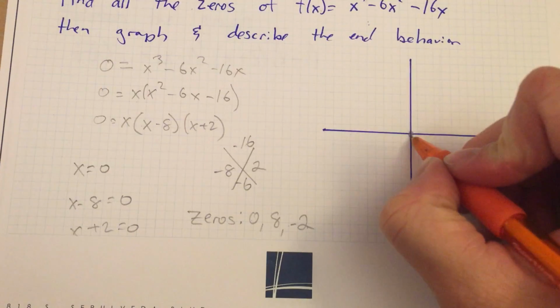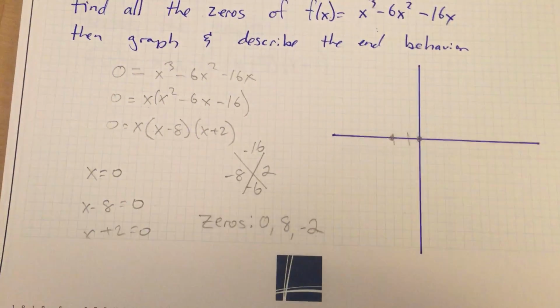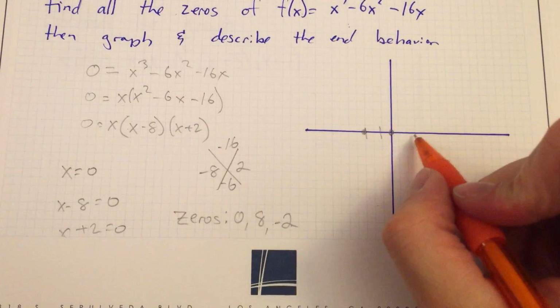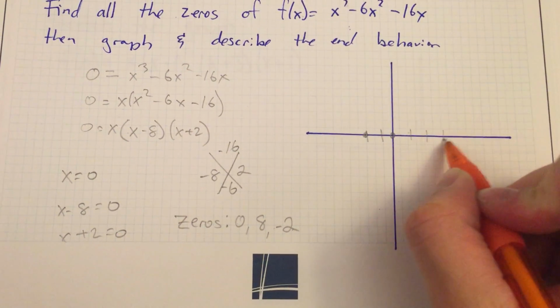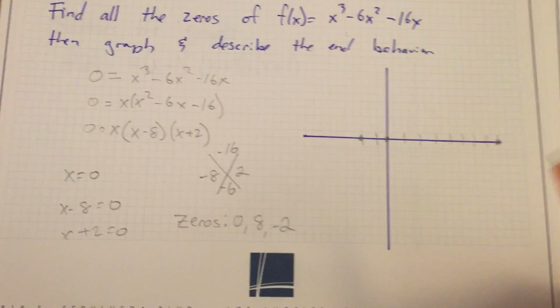So I've got zeros right here. That's perfect. So 1, 2 negatively over there. And then I got to go to 8. 1, 2, 3, 4, 5, 6, 7, 8. Oh, just made it. Perfect.